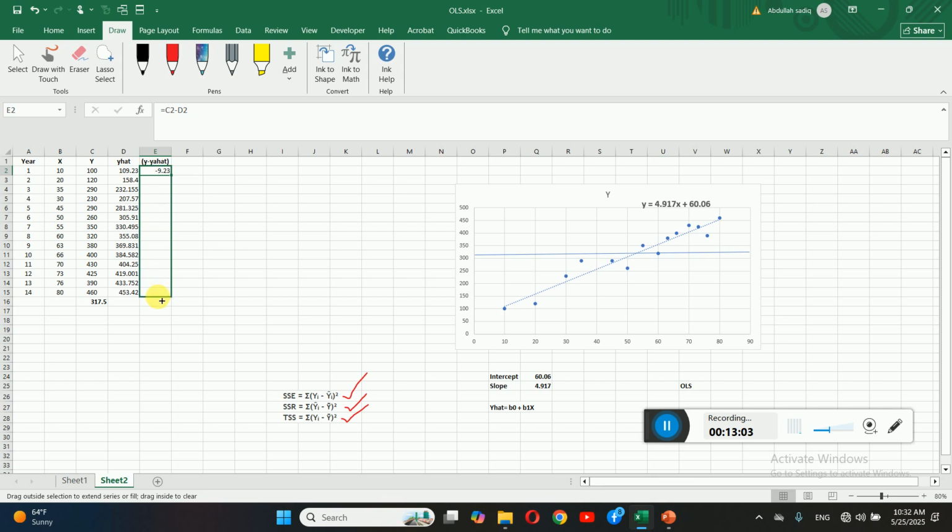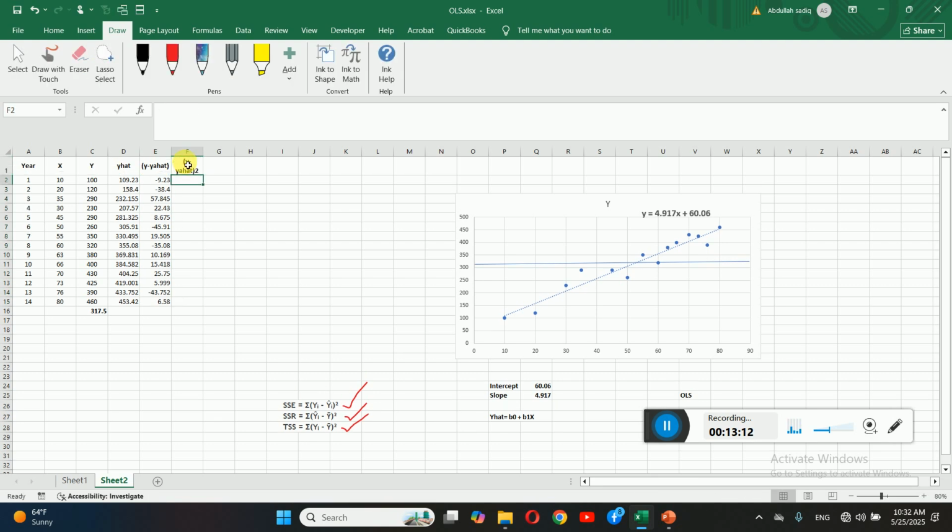Okay, now the next point is that y minus y hat should be squared. For this, just use the power function. Just click on this value and raise it to power 2, and then just drag it down. Dear students, this is simply y minus y hat raised to power 2.